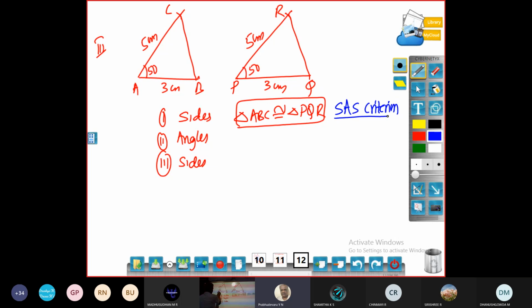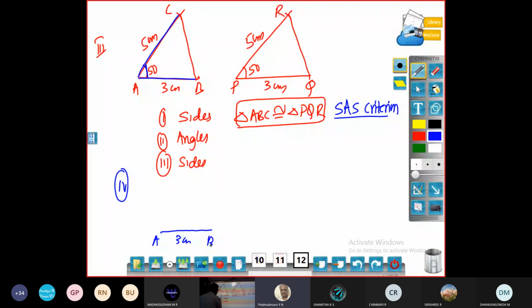We call this an included angle because I have taken AB and AC as the two sides, and between those only we have the angle of 50 degrees. Now I am going to draw another type of triangles with these measurements only, 3 parts only. Now I take AB 3 centimeter.